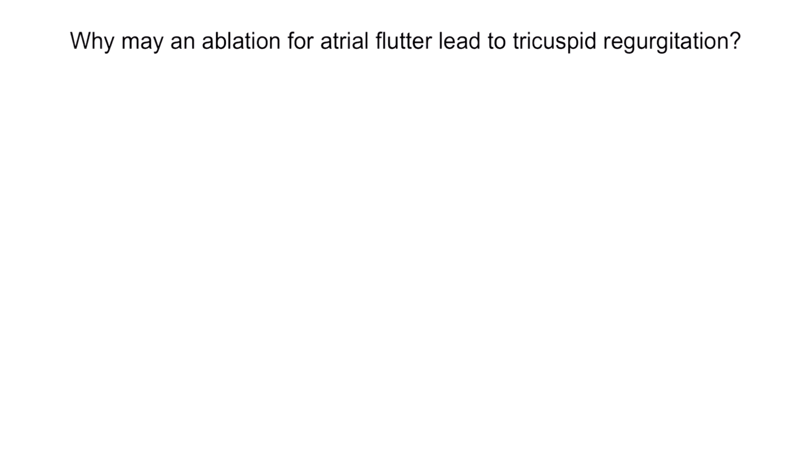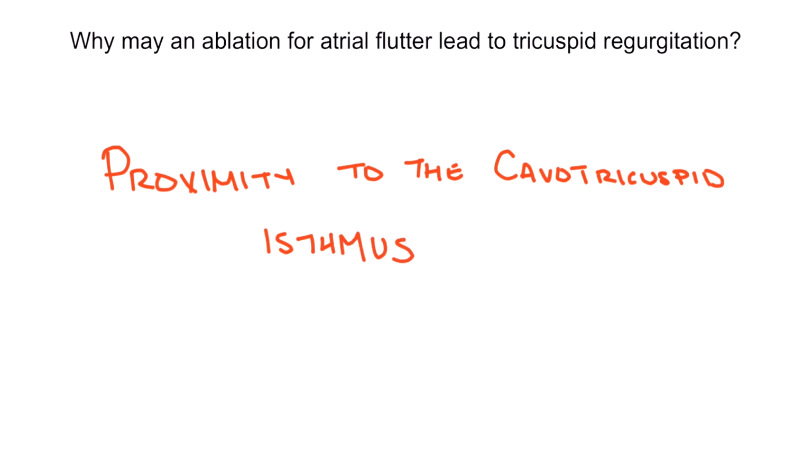So why may an ablation for atrial flutter lead to tricuspid regurgitation? Tricuspid regurgitation on rare occasions may be caused by iatrogenic injury during a radiofrequency ablation procedure due to the proximity to the cavo-tricuspid isthmus, a common target site of ablation procedures due to the fact that it may give rise to flutter waves. Ablations for atrial flutter often target the isthmus between the IVC and the tricuspid annulus. All invasive procedures come with a small risk of causing valvular damage.